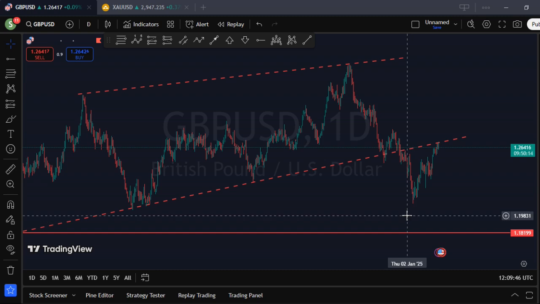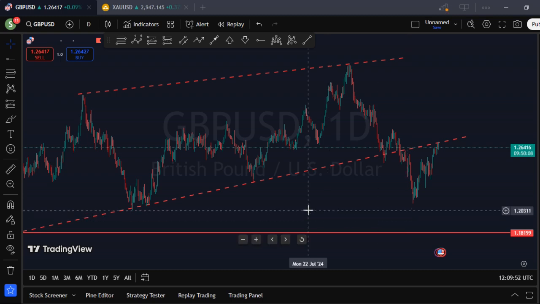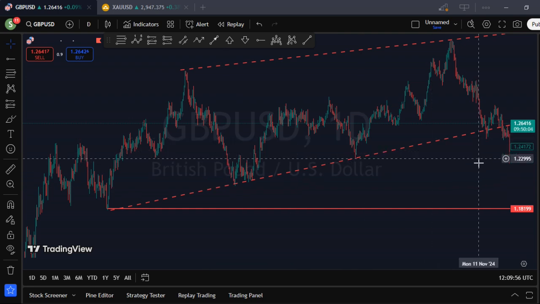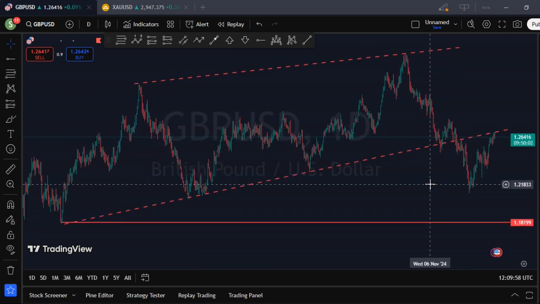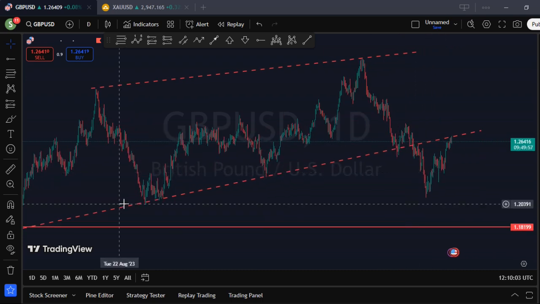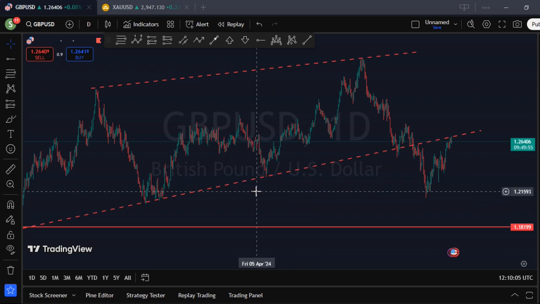So on a daily time frame, we are already done with our analysis for GBPUSD. We have point 1, point 2, point 3, then point 4, which was broken and retested. So we know very well that this is a strong support or strong resistance, because it has been broken. It acts as both support and resistance.